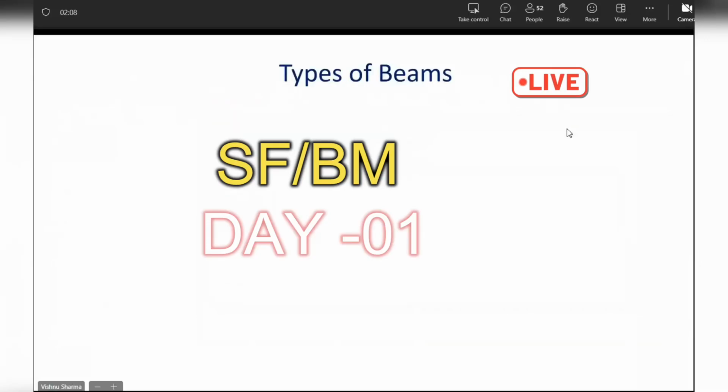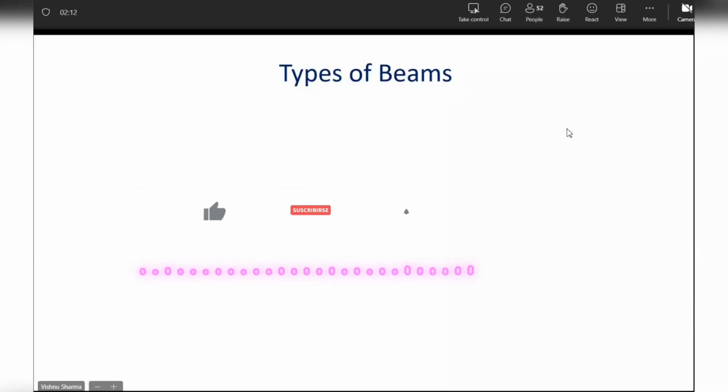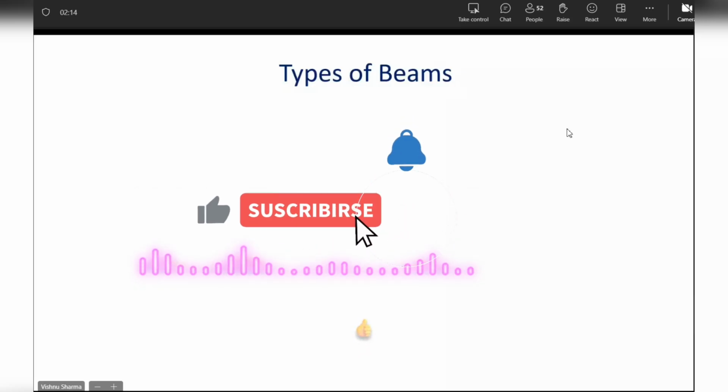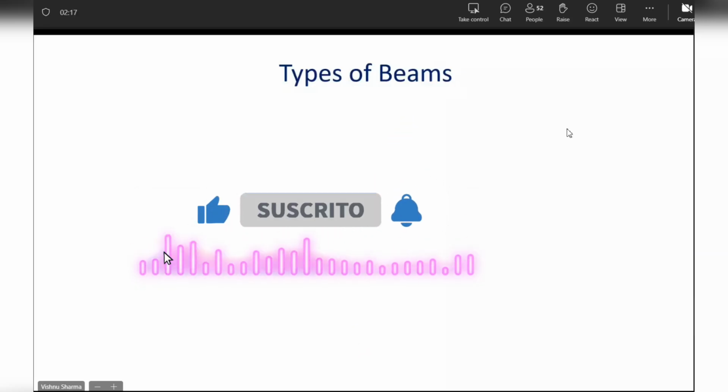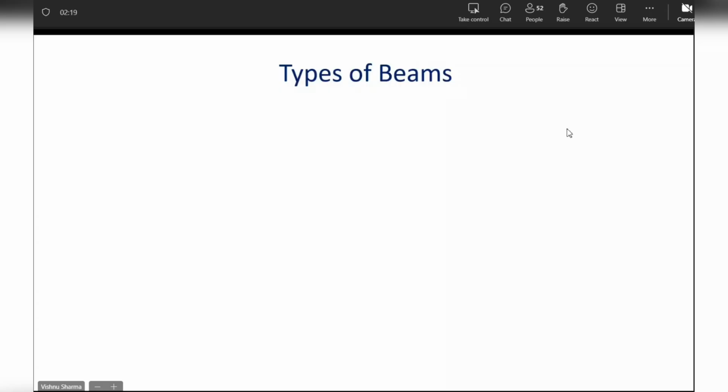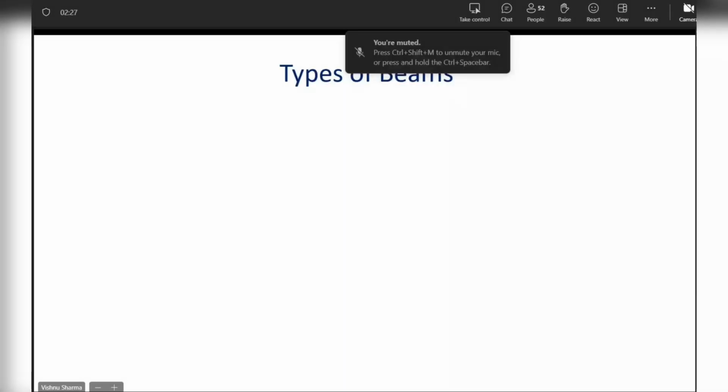Okay, can I start, guys, if it's okay with everybody? Should I? Yes, sir. Okay, the slide is visible, right? With types of beam written on it, right, Beta? Correct. Can you confirm? Yes, sir.